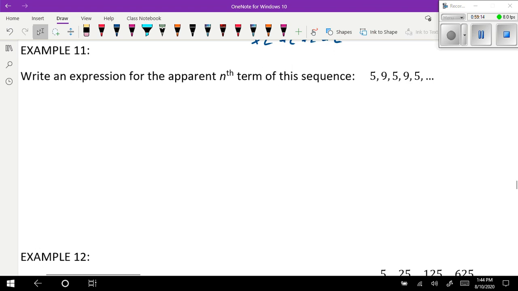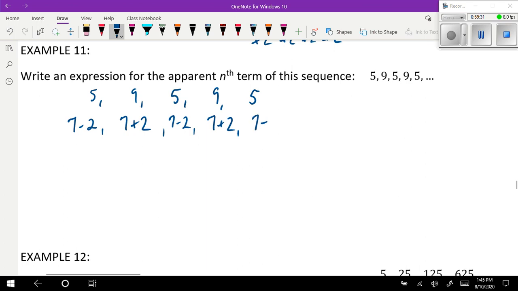So I'm going to use the number 7 and I'm going to rewrite this sequence. So instead of 5, 9, 5, 9, 5, we're going to call this 7 minus 2, and then 7 plus 2, and then 7 minus 2, and then 7 plus 2, and then 7 minus 2, dot, dot, dot. And now things look a little bit easier to play with. So I'm looking at my 7 is constant. I'm looking at my a sub n is equal to 7. And now I have minus plus, minus plus, minus plus, and so on. They alternate. Signs alternating, starting with a negative.